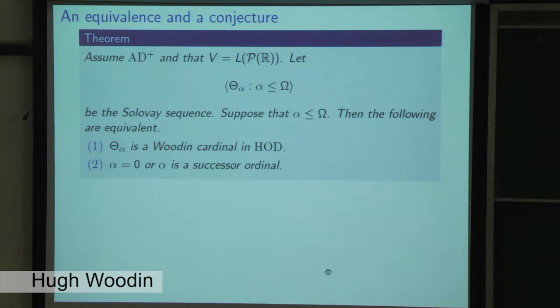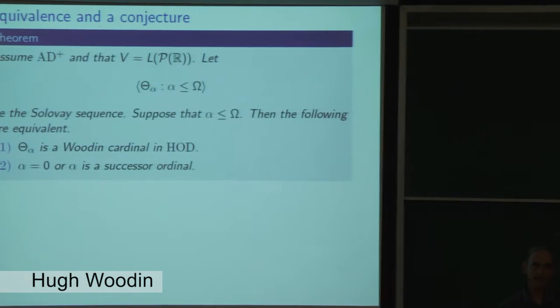Okay, so the question is how much of this holds. Here's a theorem. We assume AD plus V is L of P of R. It's standard when you talk in the theory AD plus to assume V is L of P of R, and that's because we're interested in Hod. If you don't assume V is L of P of R, you can code anything you want into Hod by stuff up above theta.